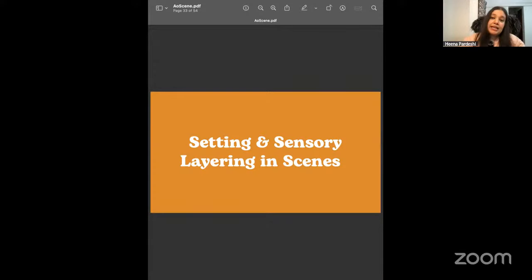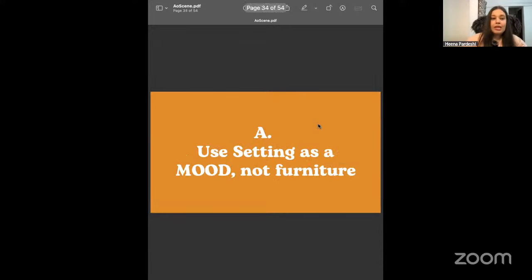Let's see how we apply settings and sensory layers to a scene. A. By using setting as a mood and not a furniture. Setting is not about listing objects in a room. It's about creating an emotional feel. Two writers can totally describe the same room completely differently. For example, version A, the room had a wooden table, blue curtains, and a lamp. This is functional but lifeless.